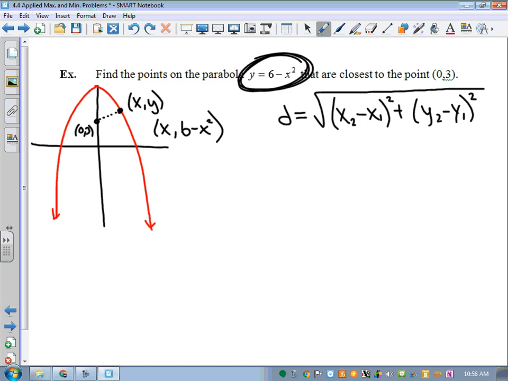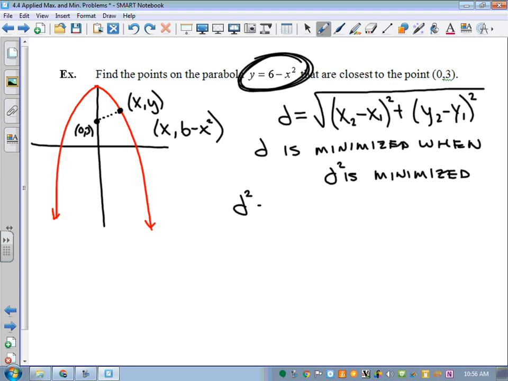Now, what's really useful about this is that d is minimized, which is what we're looking to do in this question, when d squared is minimized. And the reason that's so important is that, instead of dealing with a pretty ugly formula within a square root and so on, we're going to deal with d squared, which is equal to (x2 minus x1) squared plus (y2 minus y1) squared.